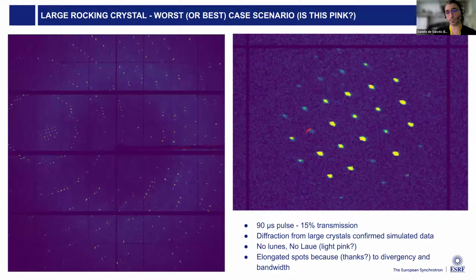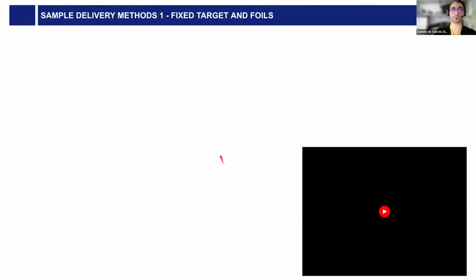But we see that the spots look a little bit elongated. And this is the effect of both the bandwidth and the fact that we have a high demagnification of the beam in order to focus it down to such a small spot size. But in this case, it is not a defect, but rather an advantage, because it also contributes to getting more full Bragg spots being recorded, even if we don't have any rotation.